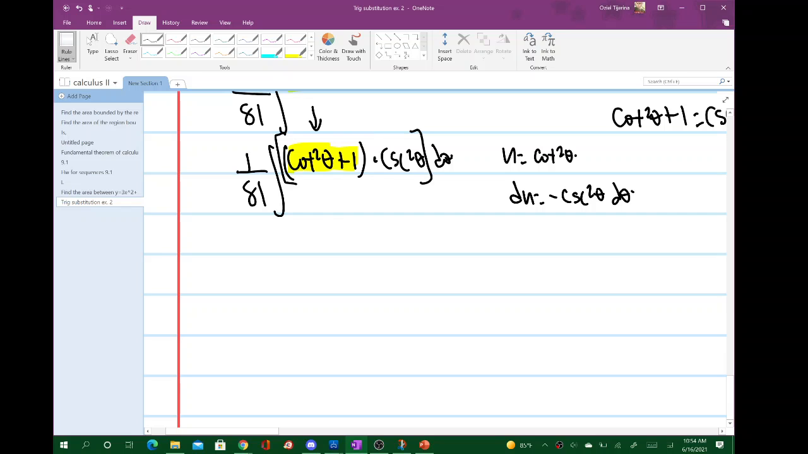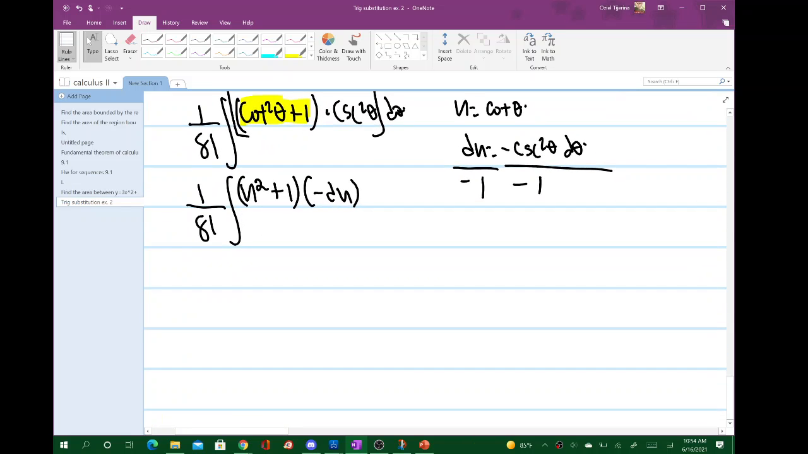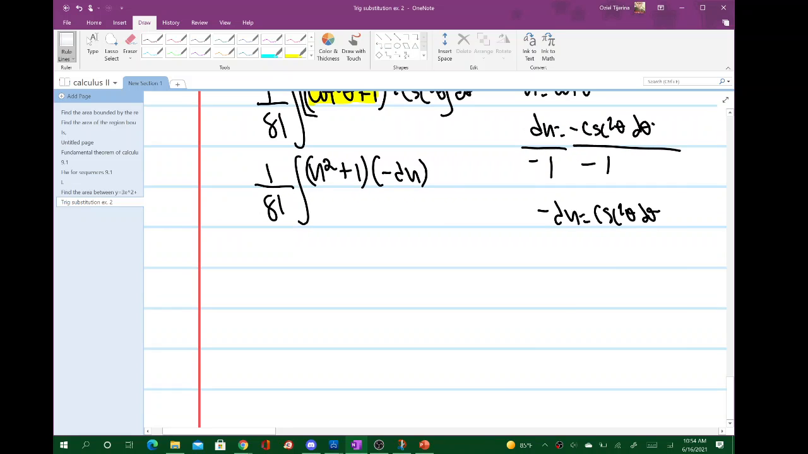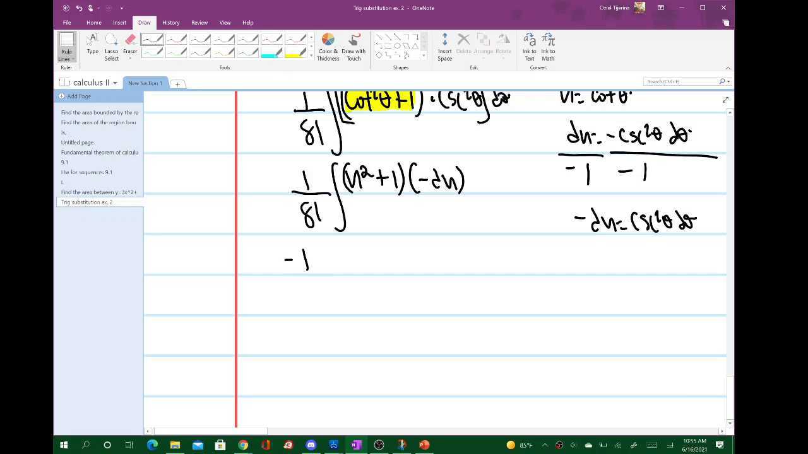Now, this will give us 1 over 81 times the integral, and we're going to plug in u. Actually, my bad, u equals cotangent theta. So that means we're going to have u squared plus 1, and then times negative du, because that's what cosecant squared theta d theta equals. Negative du equals cosecant squared theta d theta. So then we're going to take out the negative. We're going to get negative 1 over 81 times the integral of u squared plus 1 du.